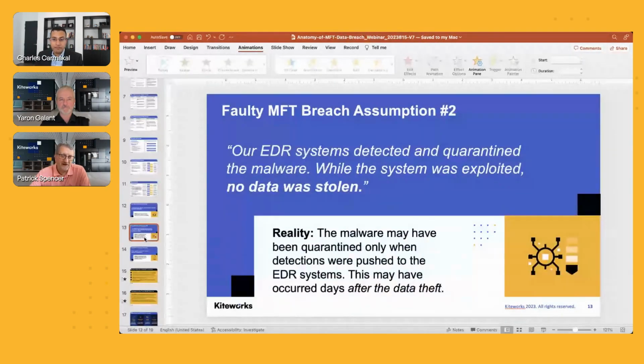Interesting. All right, second one here. Our EDR systems detected and quarantined the malware. While the system was exploited, no data was stolen. Yeah. So I had a lot of clients reach out to me and say they initially assumed that there wasn't any data exposure because the antivirus software or the EDR software that they were running on the system actually caught the web shell.